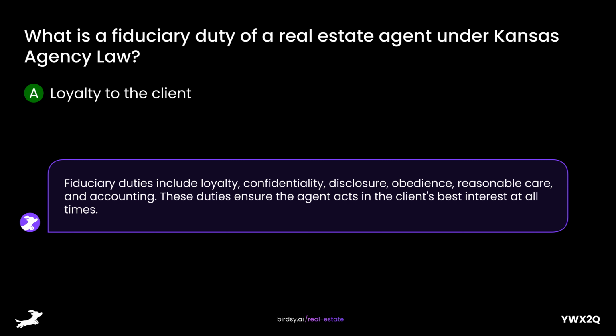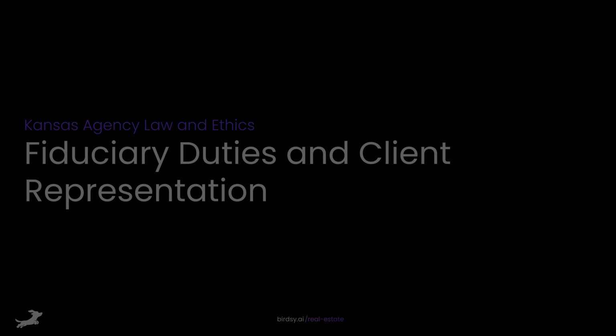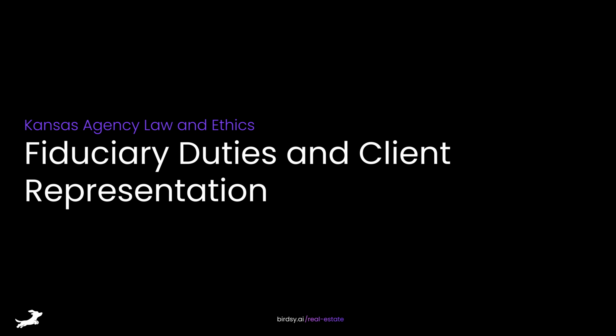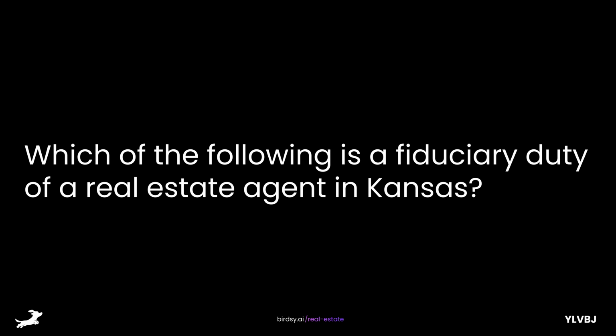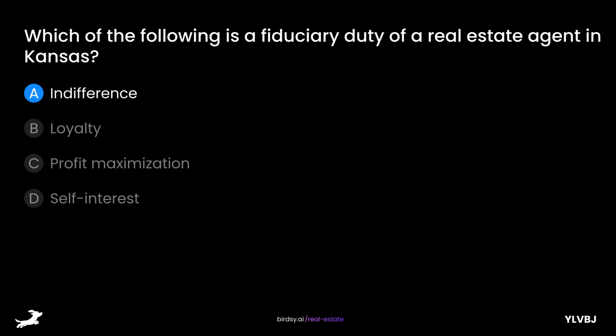Fiduciary duties include loyalty, confidentiality, disclosure, obedience, reasonable care, and accounting. These duties ensure the agent acts in the client's best interest at all times. Fiduciary duties and client representation. Which of the following is a fiduciary duty of a real estate agent in Kansas? Is it A, indifference, B, loyalty, C, profit maximization, or D, self-interest? The answer is B.